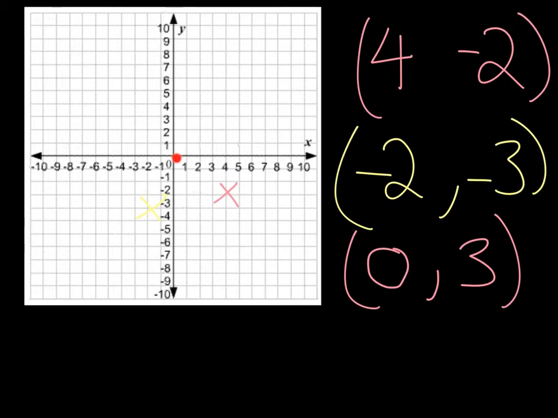And then the 3 is telling us we need to go up the y-axis. So don't go anywhere left or right. We stay as we are and we just go up 3. So that just sits on that axis line.